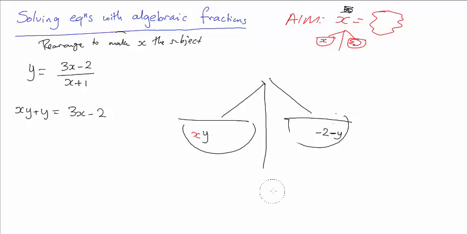So I've taken away 3x from both sides now. There you go, so that's where we're at now. We're at xy minus 3x equals minus 2 minus y.